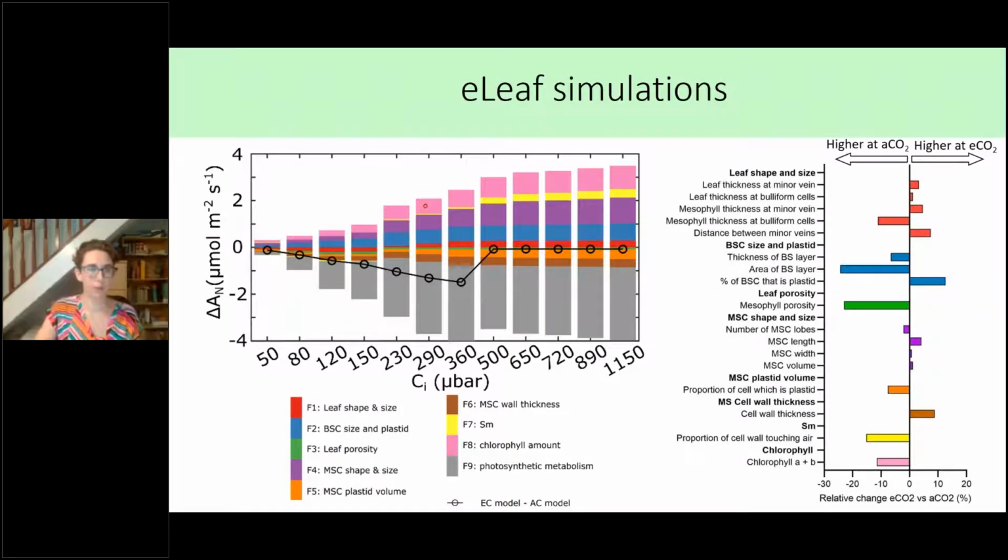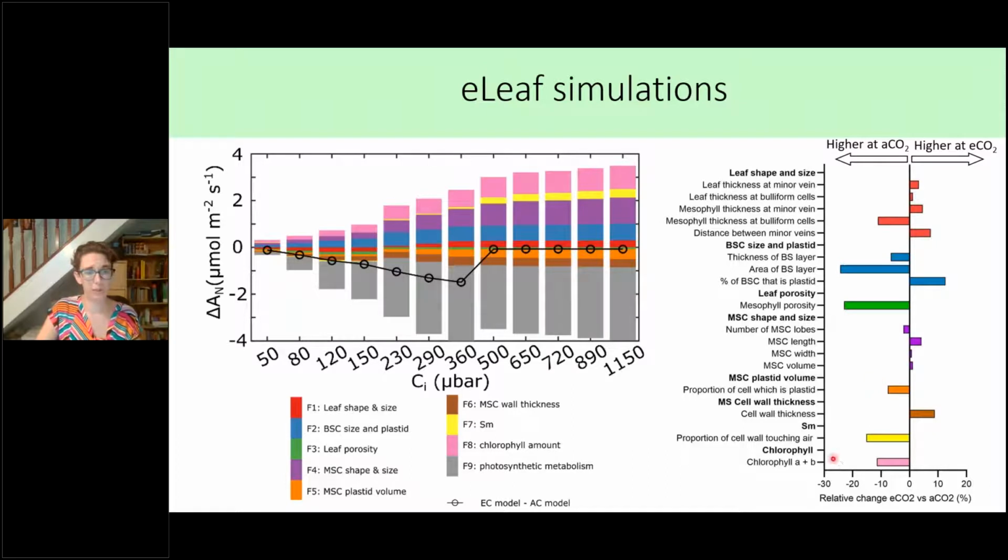And I'll just look at this pink one because it's nice and obvious. That is chlorophyll amount. So the amount of chlorophyll from the elevated model is beneficial to photosynthesis, or it causes an increase in photosynthesis. And that's relevant to the amount here.